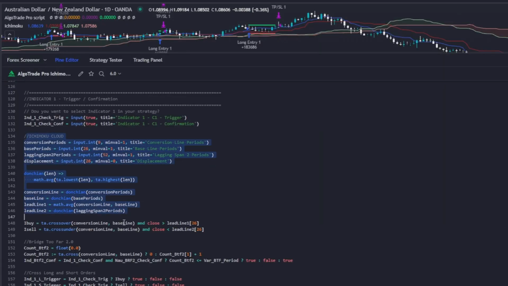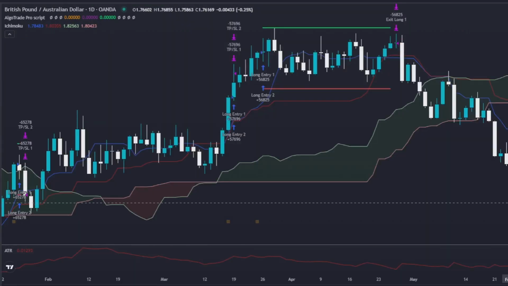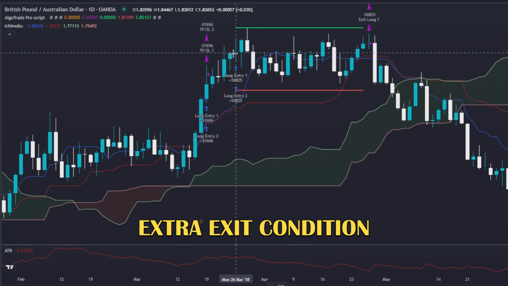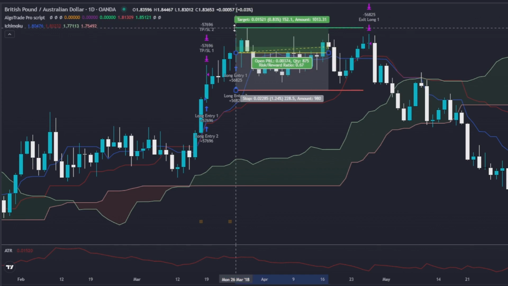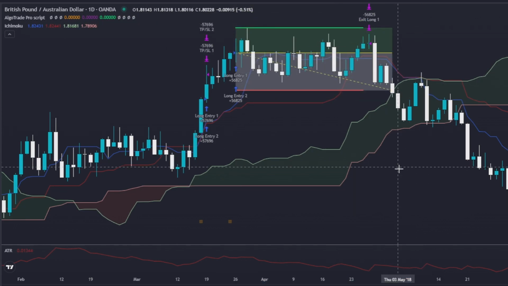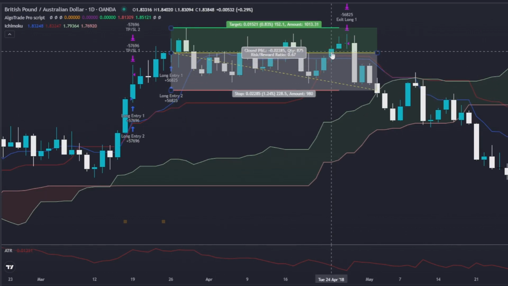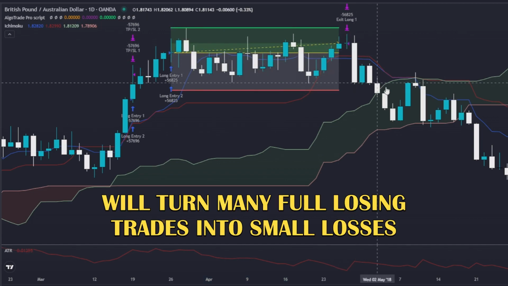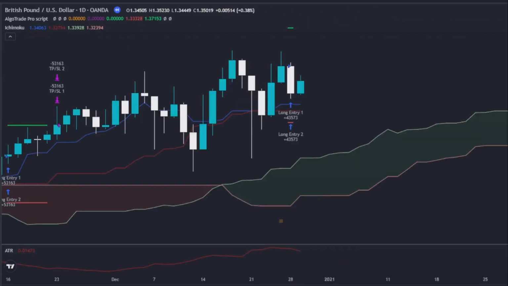So, I just finished coding the indicators on my algo with the respective buy and sell orders. And another important point in my code is that it has an extra exit condition. When the conversion and baselines cross before a previous valid signal is closed, the algo will close the position that was already open and enter in the new one if all pieces of the strategy agree so. This extra exit condition will turn many full losing trades into small losses, so the overall profit will increase. Let's see if everything is okay in our code.